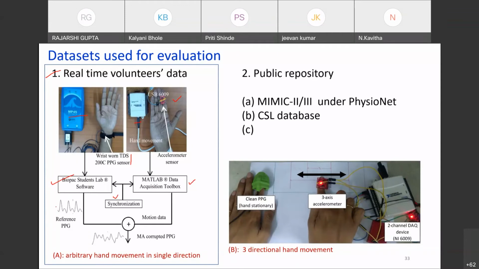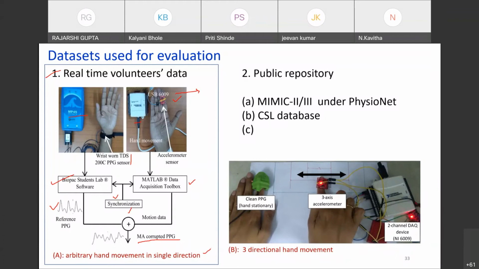So if this is the reference PPG, that is the clean PPG. So what we did is that we kept this hand, where the PPG sensor is collected, kept stationary, and this hand was moved. Okay, and by adding these two, we generated this motion corrupted PPG signal. Okay, so in the first case, we had arbitrary hand movement in a single direction. This is the data we got.